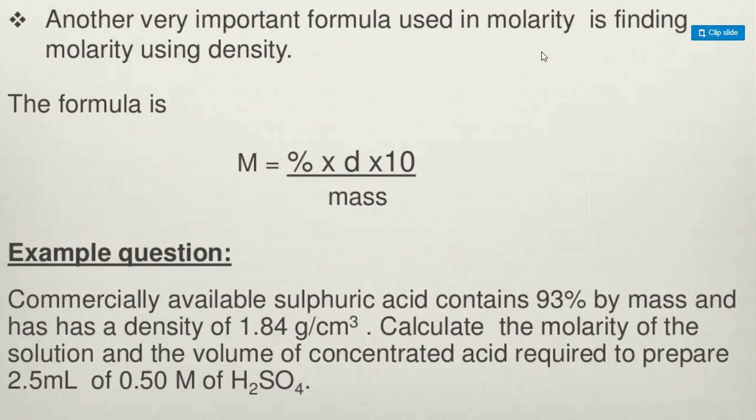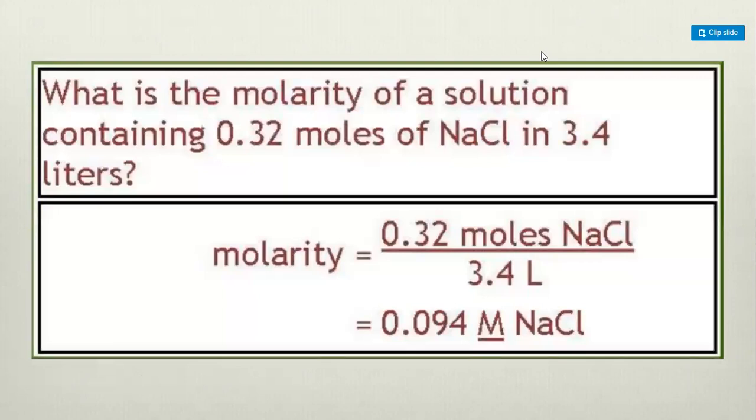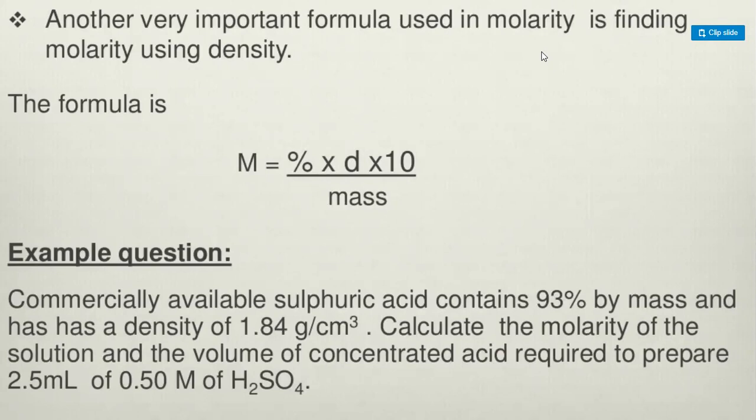So for example, there is a question. Commercially available sulfuric acid contains 93% by mass and has a density of 1.84 grams per centimeter cube. Now we have the density given here. Calculate the molarity of the solution and the volume of concentrated acid required to prepare 2.5 ml of 0.5 M H2SO4. Now density is there, percentage is there, everything is there. How will you be able to find out? You will use this formula, the same formula when we have density in the question.